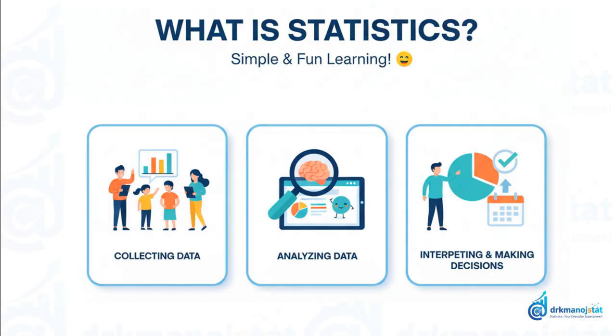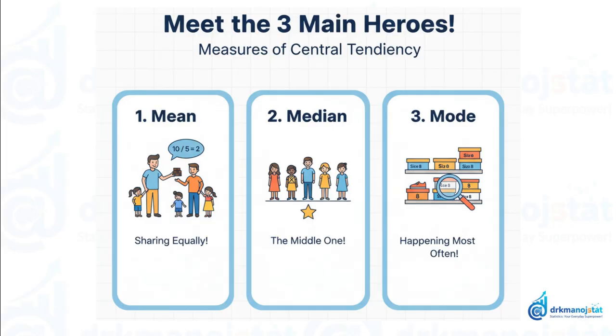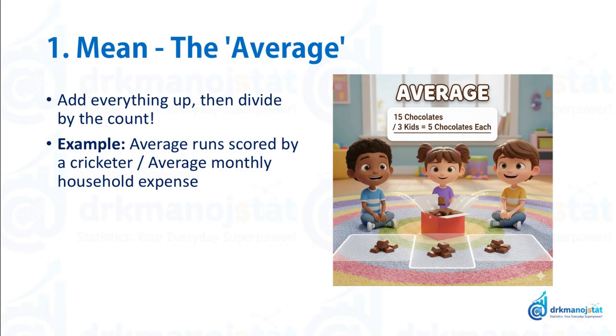Now let's meet the three main heroes of this game. In statistics, there are three super basic, super important concepts. They are the mean, median, and mode. First up, the mean. This is what most of us know as the average. Imagine you have 10 friends and they have 5, 8, 10, and 15 chocolates. If you want everyone to have an equal share, what do you do? You add up all the chocolates, then divide by the number of friends. The mean tells you, if everything were distributed equally, how much would each person get? This is used to see a cricketer's average score or your family's average monthly expense.